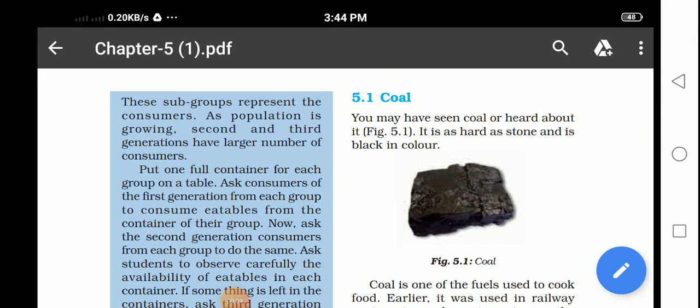Good morning, students. Today's chapter is chapter number 5, Coal and Petroleum. Already you have studied the introduction part. There are exhaustible natural resources and inexhaustible natural resources. You have a clear idea regarding all those. So now we'll study coal.